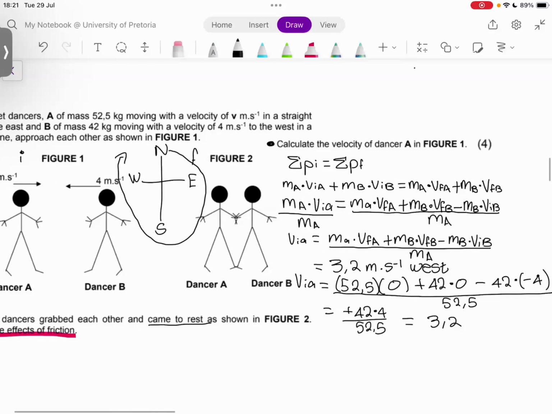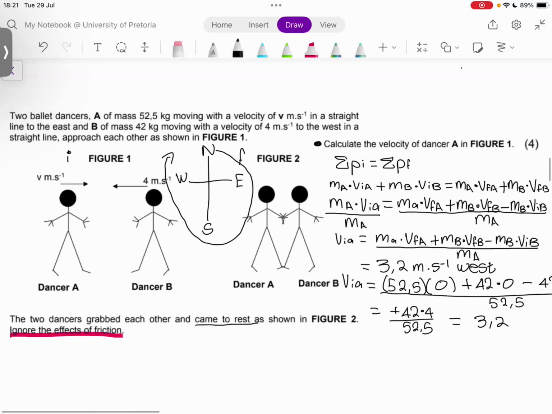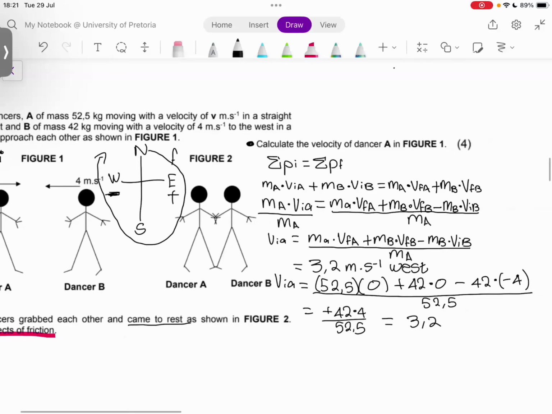Okay. Right. I am seeing that the actual answer for this one would be east if we're setting east as positive and west as negative. Sorry for the confusion, guys.